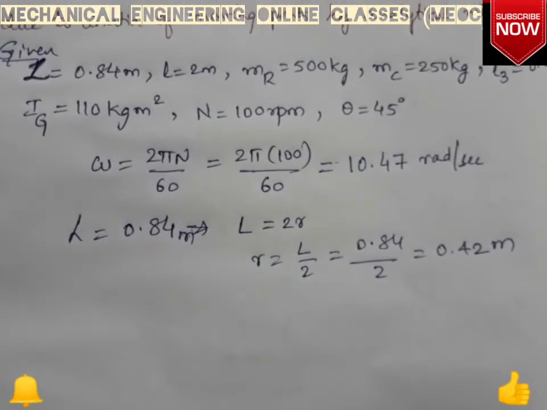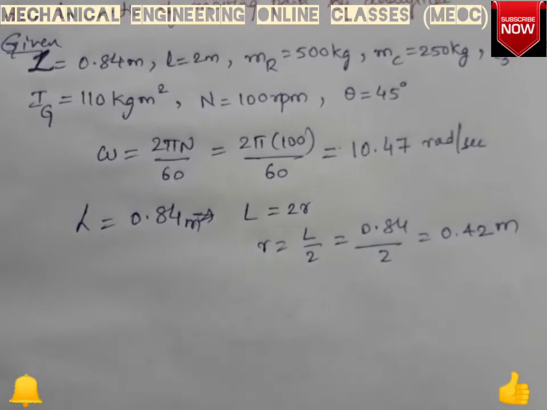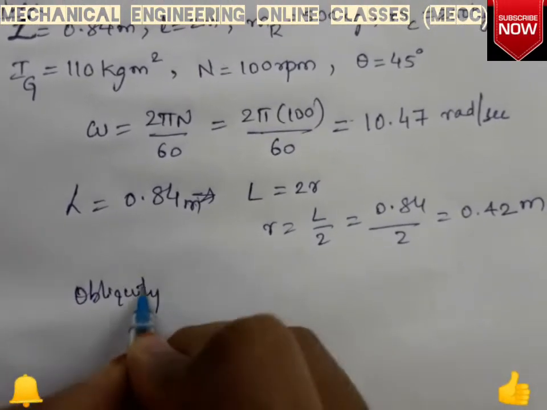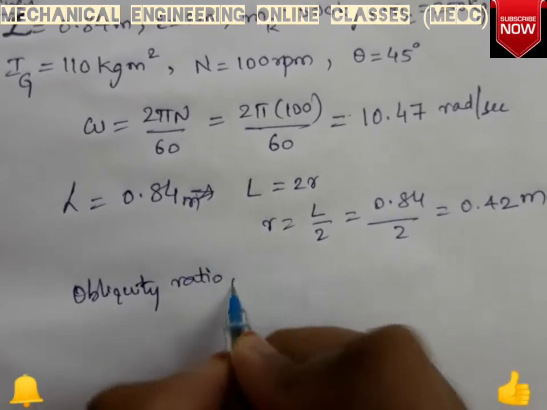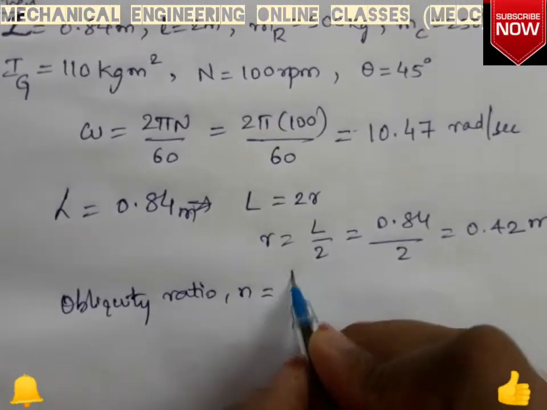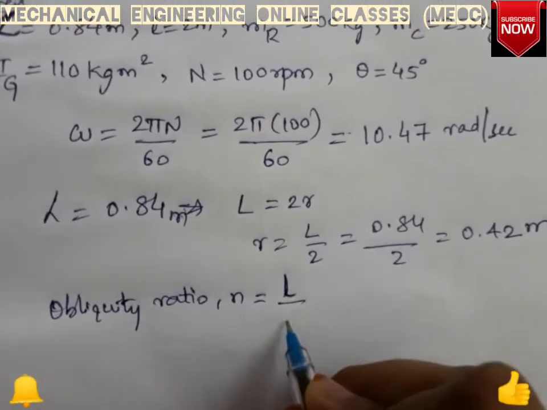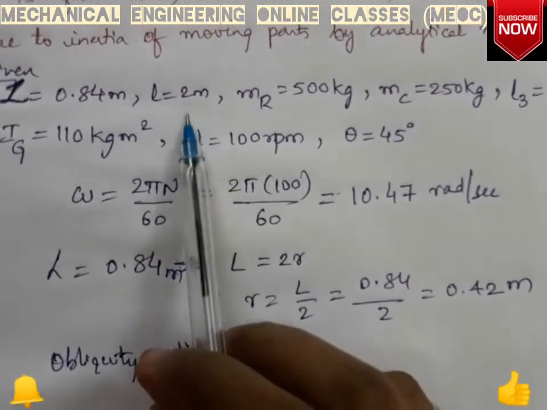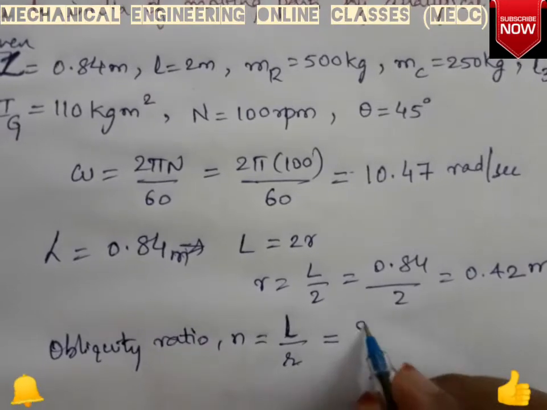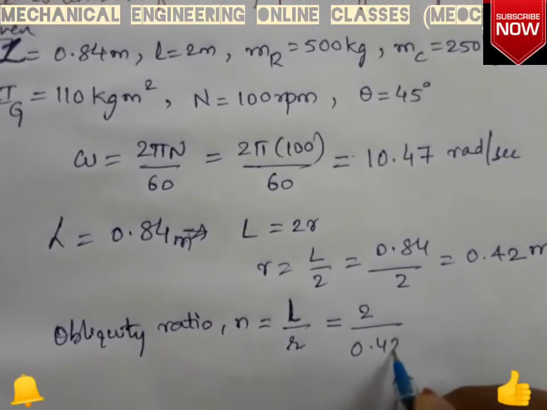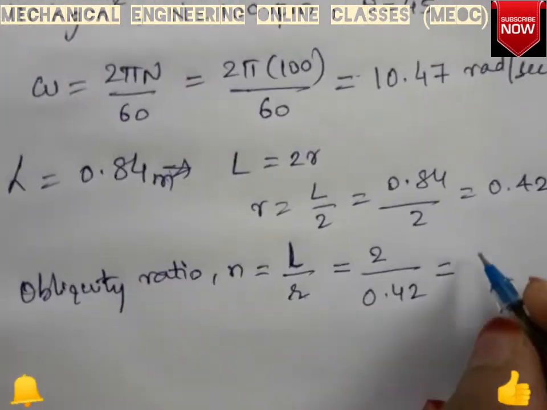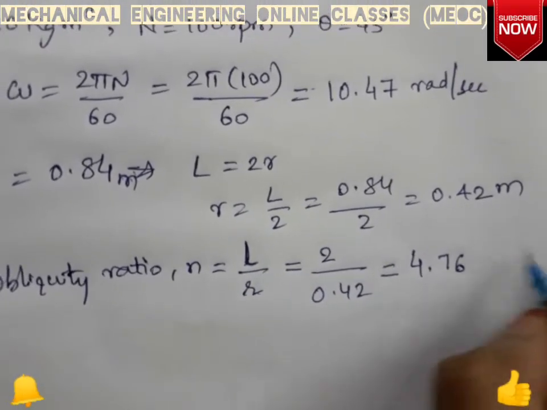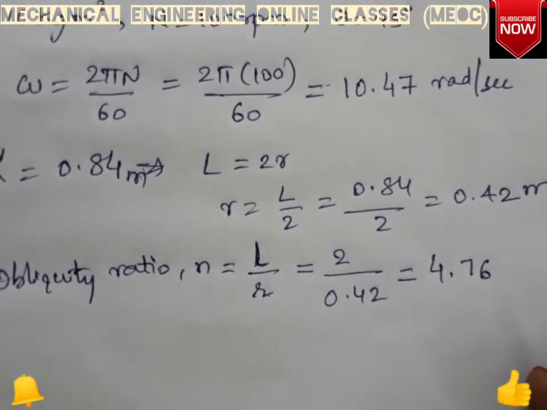Another most important term that we use in every formula is obliquity ratio. Small n, which is nothing but length of connecting rod small l by length of the crank small r. So l is given as 2 meter by 0.42. This will be equal to 4.76. It will not have any units.